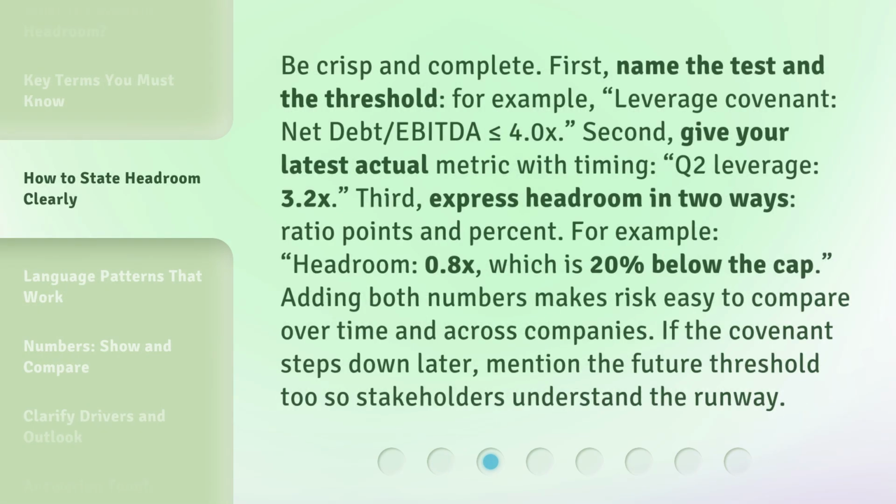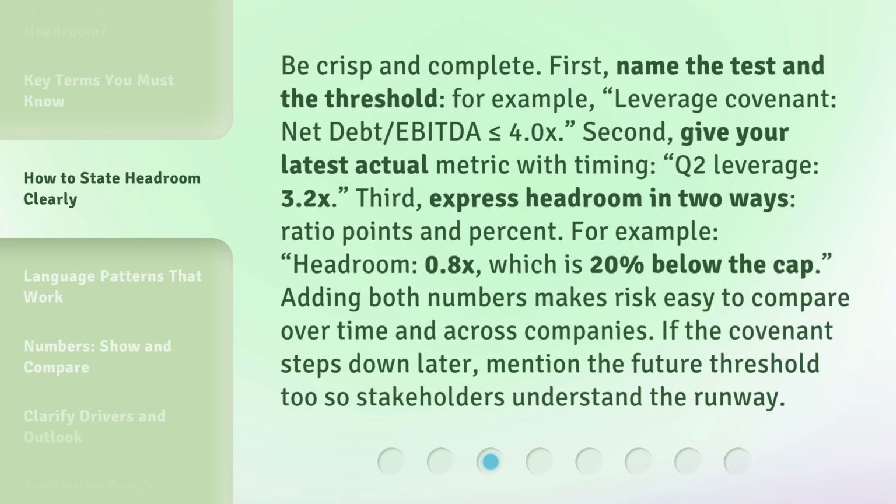Be crisp and complete. First, name the test and the threshold. For example, leverage covenant, net debt/EBITDA, less than or equal to 4.0x. Second, give your latest actual metric with timing. Q2 leverage, 3.2x.